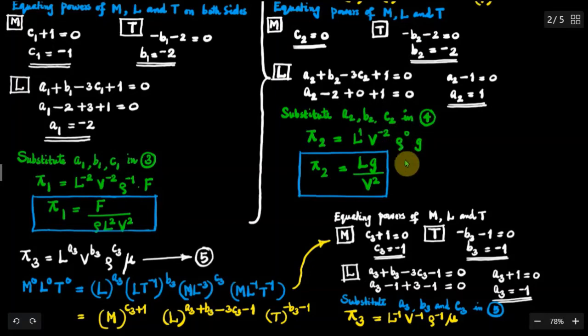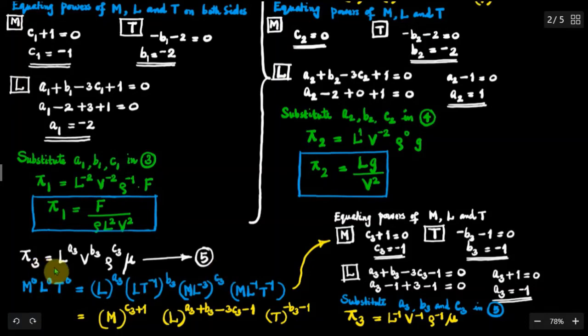So rho raised to 0 is 1, so that will vanish. So what you get is pi 2 is equal to Lg divided by V square. That is the second pi term. Similarly, you substitute the dimensions in the third pi term.